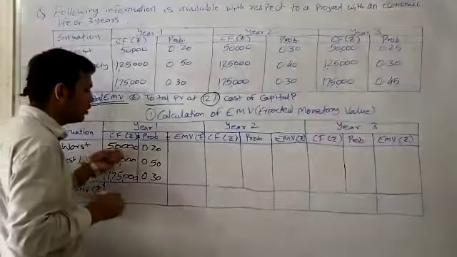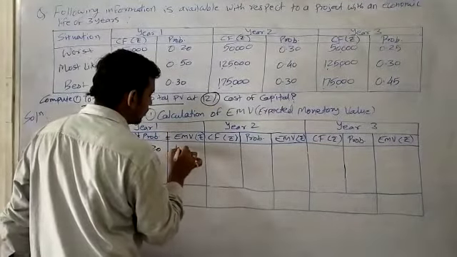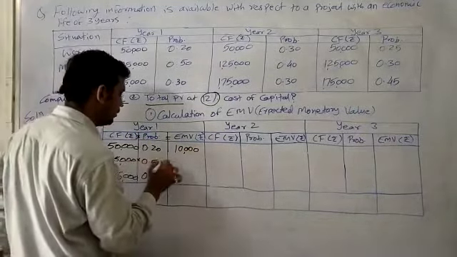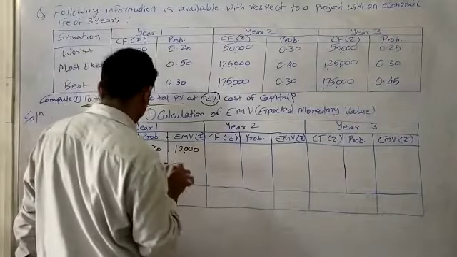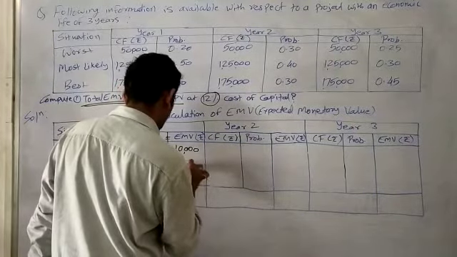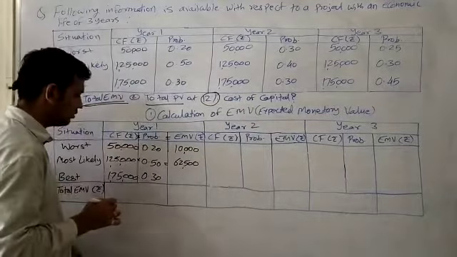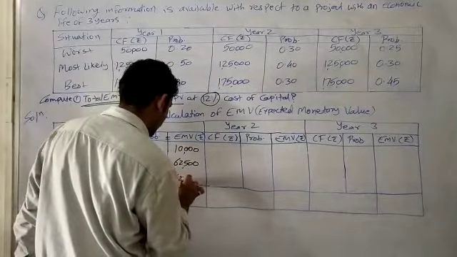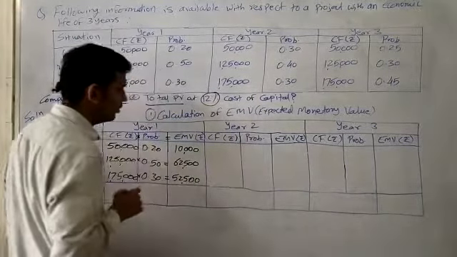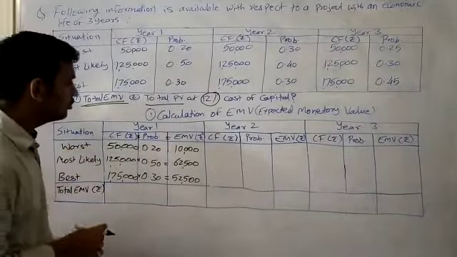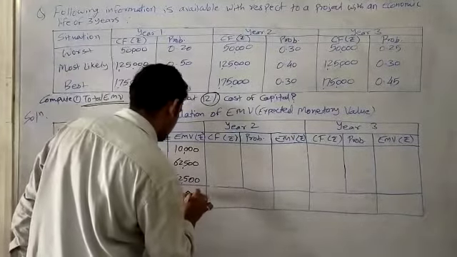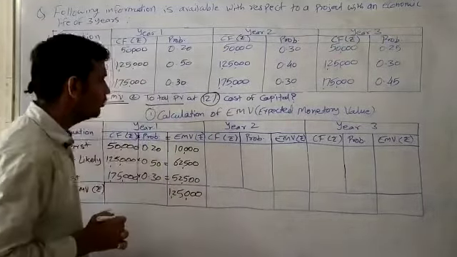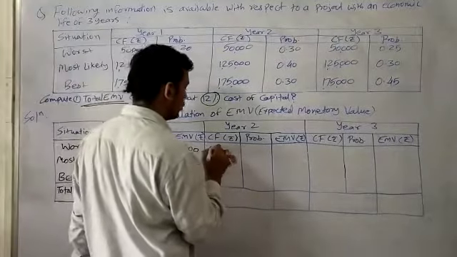So simply, 50,000 multiplied by 0.20 is equal to 10,000. 1,25,000 multiplied by 0.50 is 62,500. Lastly, 1,75,000 multiplied by 0.30 is 52,500. These are our EMV for the situations. Now we will get the total of it: 1,25,000 for year 1. Similarly, we will do it for year 2 cash flows.